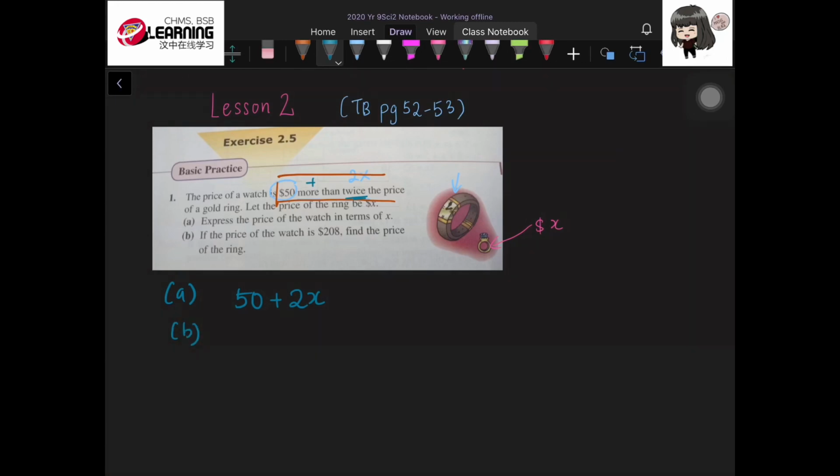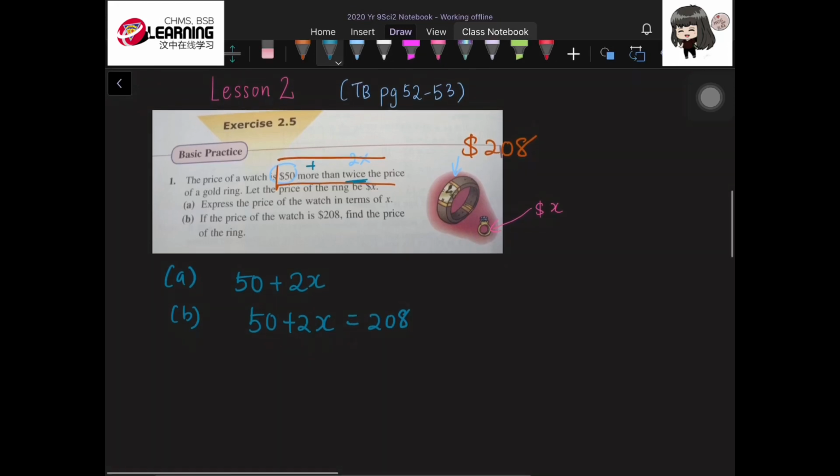Okay, part B: if the price of the watch is $208. It's quite expensive, huh? Find the price of the ring. So we already have the expression of the price of the watch, which is 50 plus 2x, and the price is 208. So it means that 50 plus 2x equals $208. So let's find out x, because we need to find the price of the ring, which is x. We need to find x through this algebra.